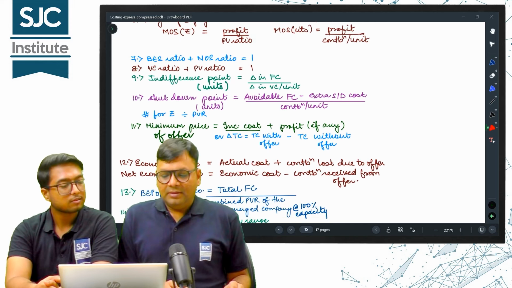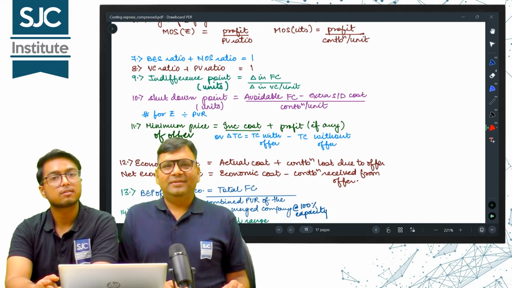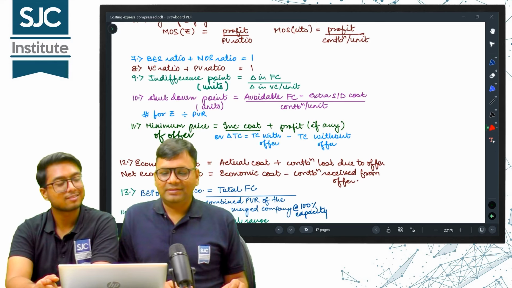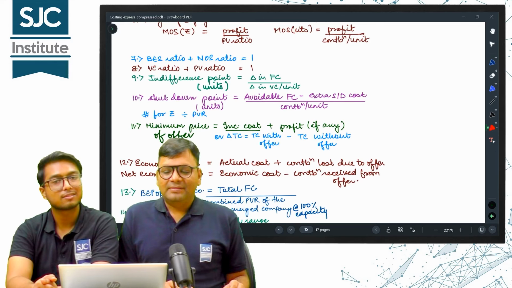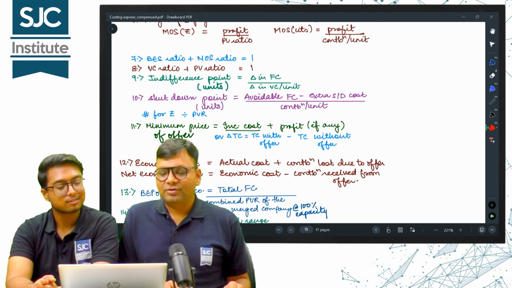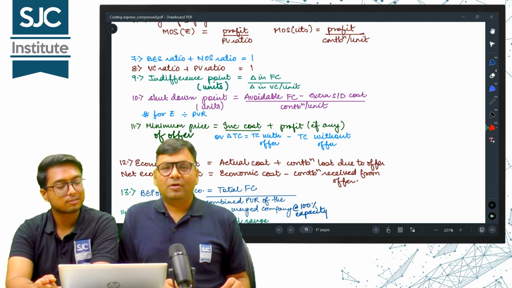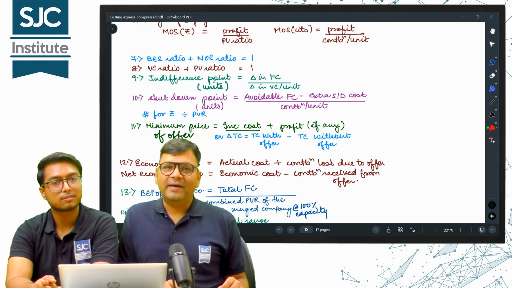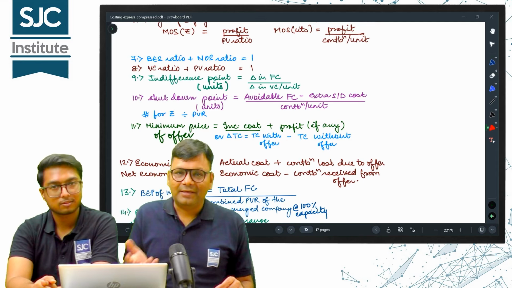Next one. These two I will do together. These are my favorite Jugalbandi Jodis. Break-even sales ratio plus margin of safety ratio is always equal to 1. Why are they called Jugalbandi? It means if you want to find one, the other one will be just beside it.